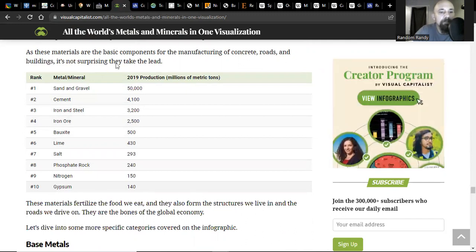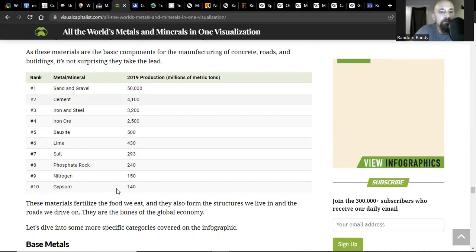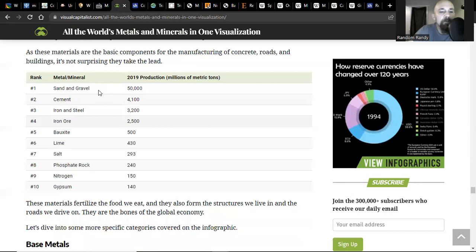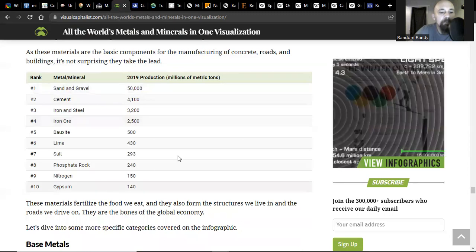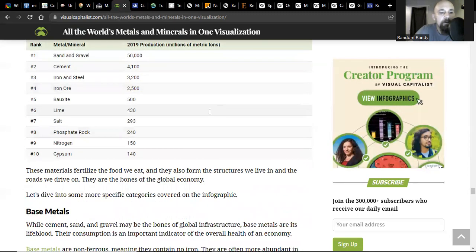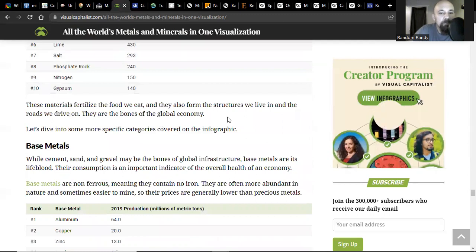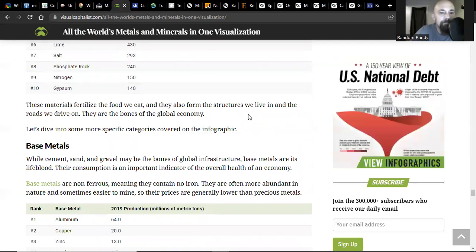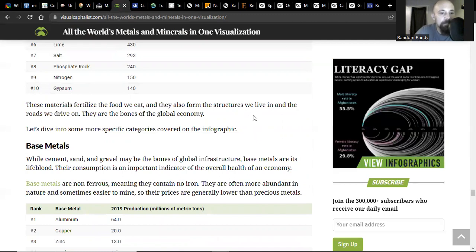Okay. So you could see why we're using certain materials for our building. These are the most extracted and kind of the least valuable. These materials fertilize the food we eat, also forming the structures we live in and the roads we drive on. They are the bones of the global economy.